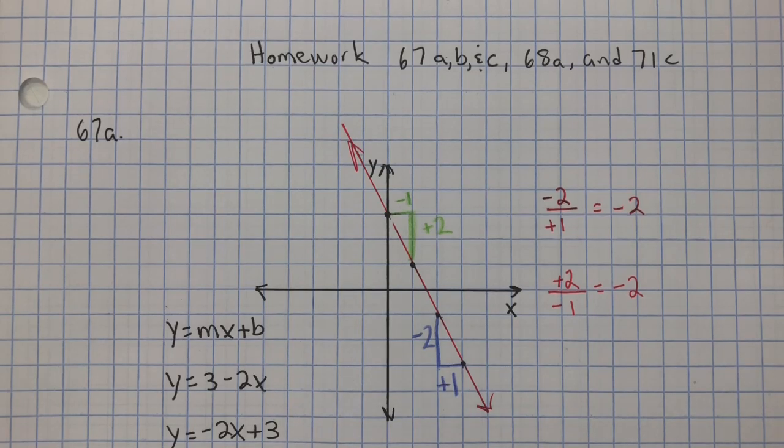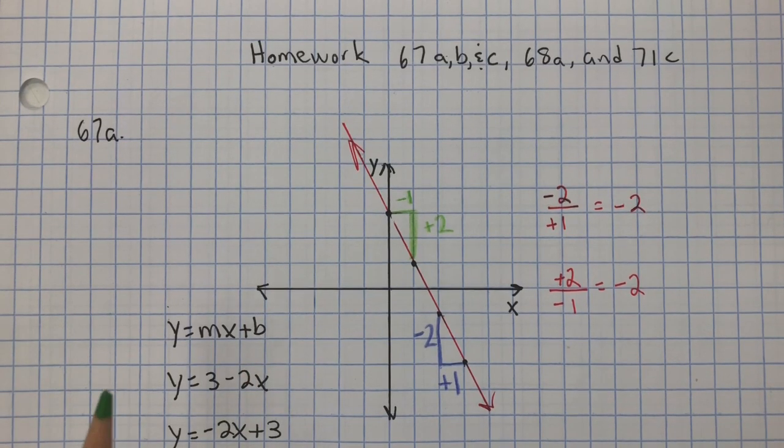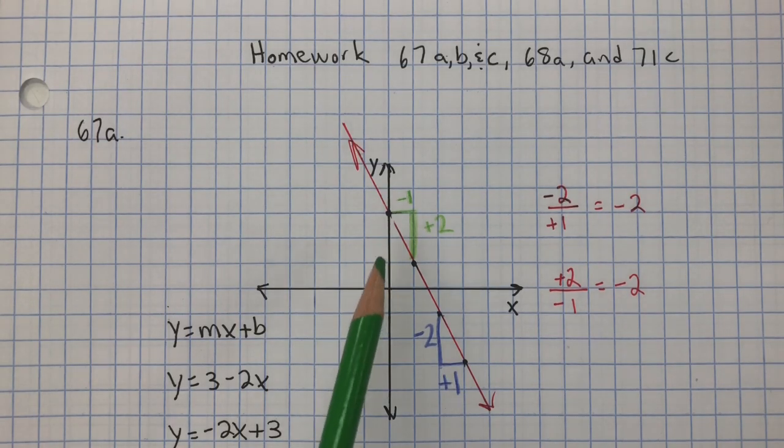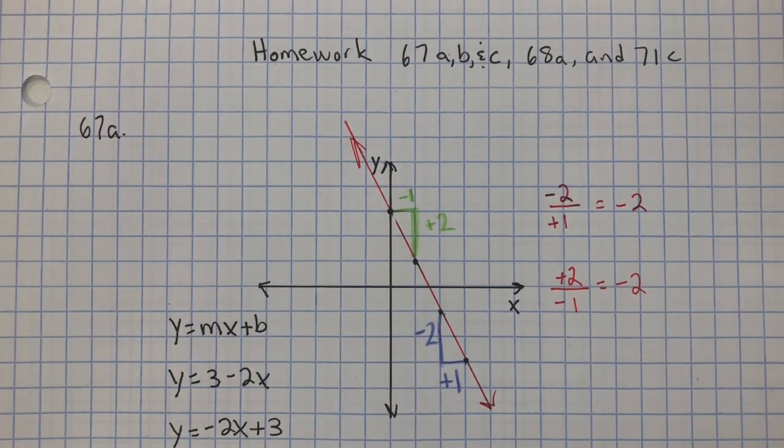This is the homework for 467 A, B, and C, 68A, and 71C. In problem 467, you need to use what you know about m and b to graph each equation without using a table and show your growth triangles and the x and y intercepts.